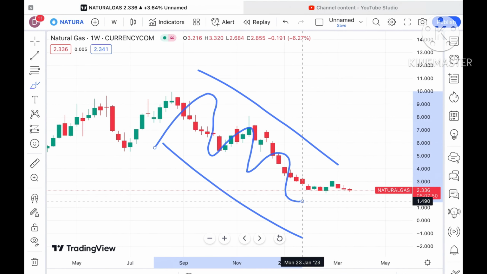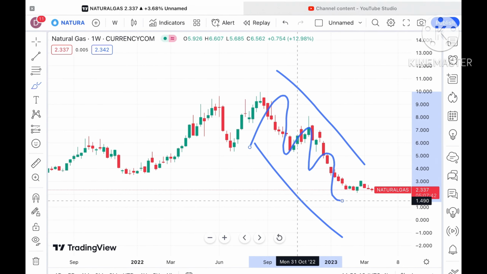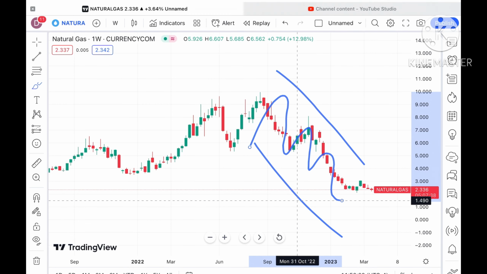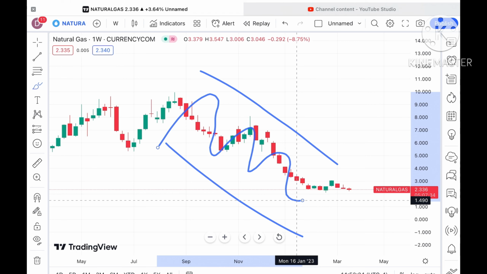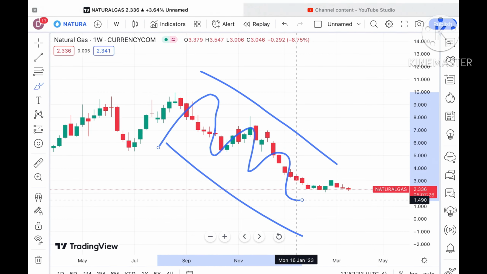Why am I explaining all this? Because in every video I explain how the price of natural gas has moved over the long term. I'm not telling you that it will go up tomorrow or the day after, but in every video I explain where the price of natural gas was moving, and you have to understand how the movement of natural gas was previously, weekly as well as monthly. Suppose the price didn't sustain, the probability is very high that it cannot sustain.